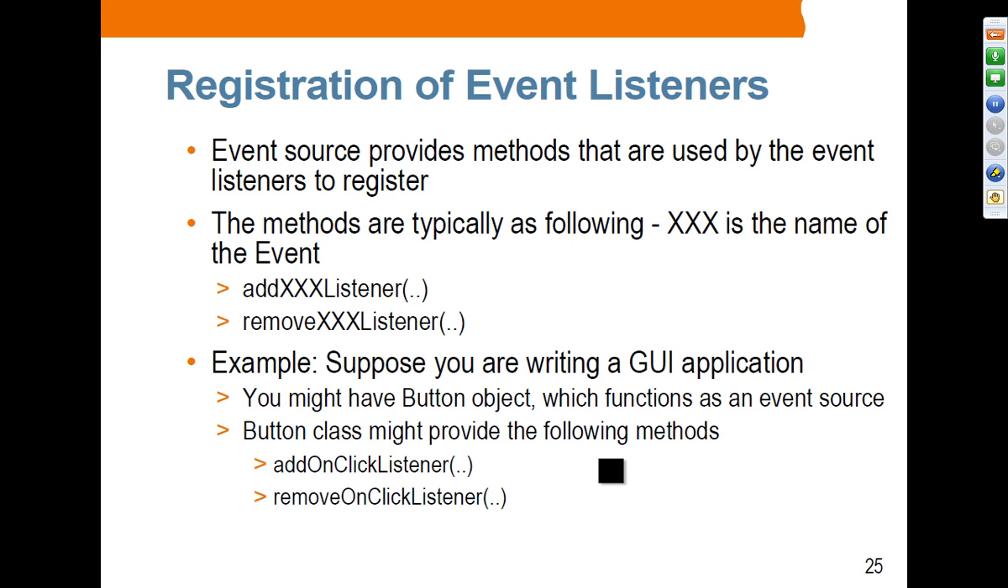So the button object should have an add onClick listener and a remove onClick listener method. Okay? This onClick is basically the name of the event, and then it has the add onClick listener. So the add onClick listener method of that button bean will be used by the event listener to register its interest in getting events from the event source. Yeah, so there is a little bit of complexity involved.